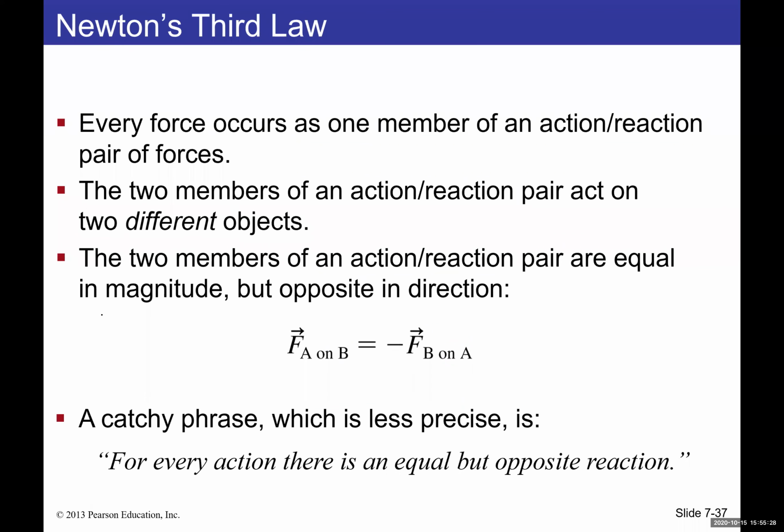All right, so again, Newton's third law: every force occurs as one member of an action-reaction pair of forces. The two members of an action-reaction pair act on two different objects, as I mentioned. The two members of an action-reaction pair are equal in magnitude but opposite in direction. So that's why we can say for every action, there is an equal but opposite reaction. That exactly satisfies the conditions of Newton's third law.